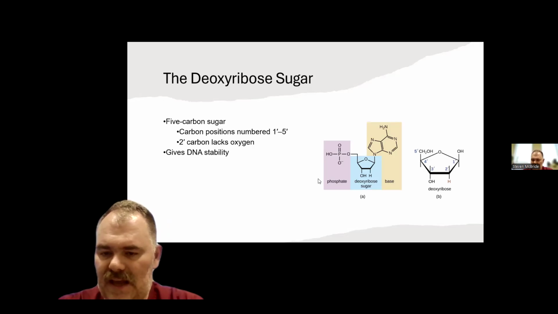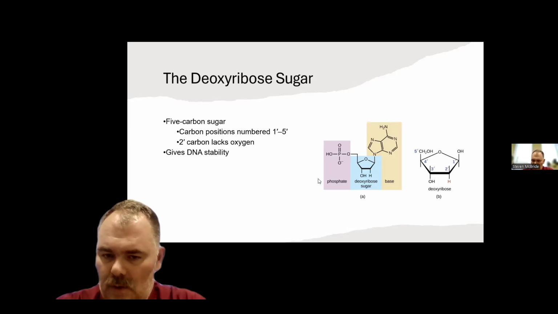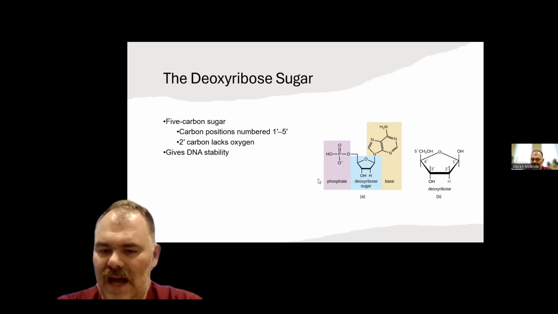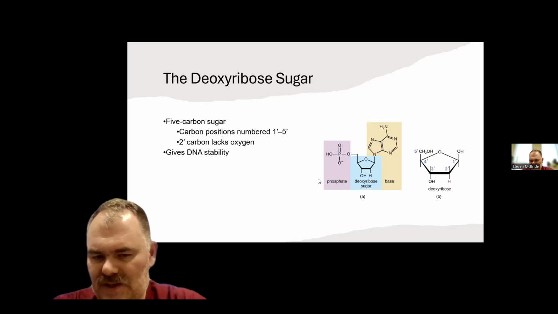Now, you can see in the 2 prime carbon, it's missing an oxygen. It just has the hydrogen. In RNA, on the other hand, you have an oxygen there. And that's why this is deoxyribose. Ribose has an oxygen in both positions. Deoxyribose only has an oxygen in the 3 prime position. That missing oxygen helps make DNA a little bit more chemically stable. Having the extra oxygen makes RNA a little bit less stable.